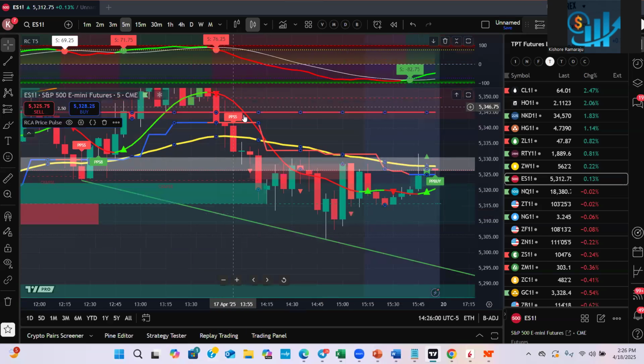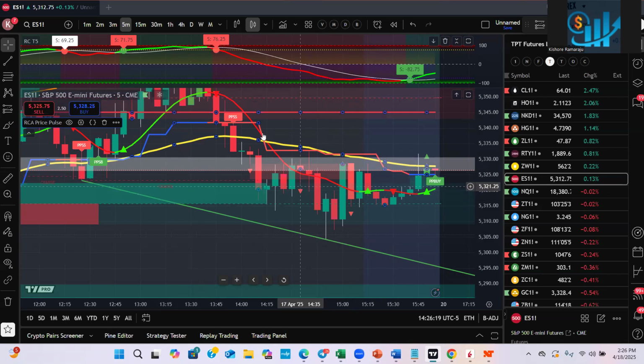You got a price pulse sell. It came all the way, touched the trend line support, then started bouncing back. So you can take profits here, or you will easily make $500,000 here. So if you are trading in a personal account, you can take profits here and you can wait.